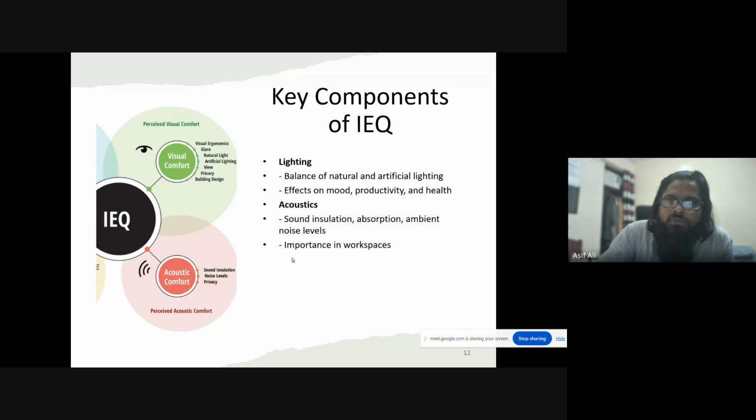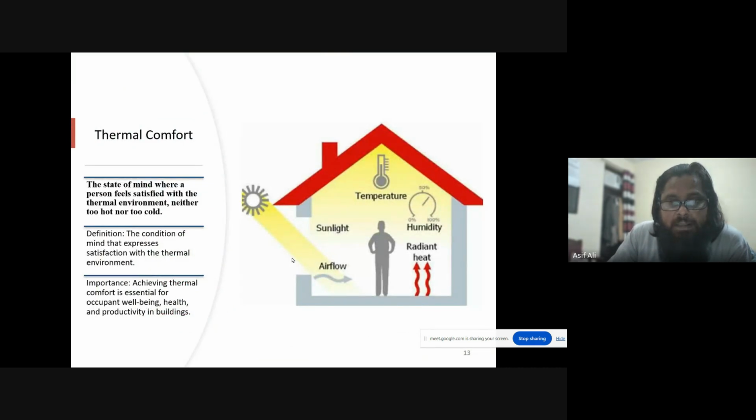And acoustics too, that is also an important factor. So we must know the sound insulation system, the absorption system, and what the noise level is in our house or our workplace. As the ma'am told us, the classrooms are next to the playground, so there is always noise, so you have to close the doors and the windows. So while designing, you must keep all these things in mind. The designer as well as the common person should know it. And this is very important at workplaces.